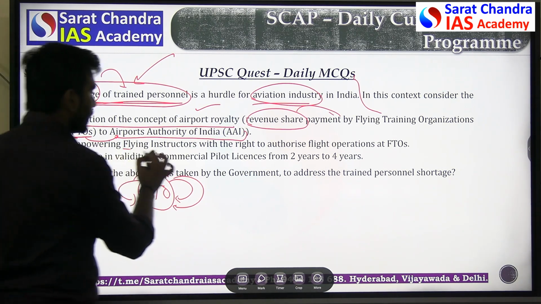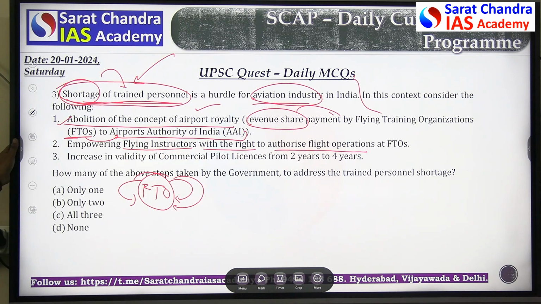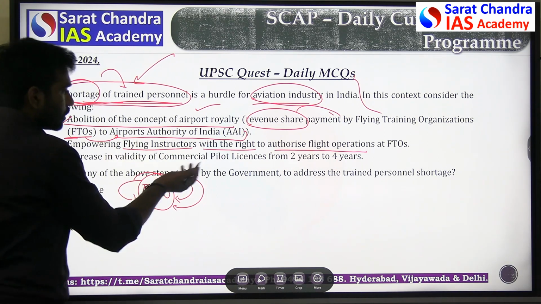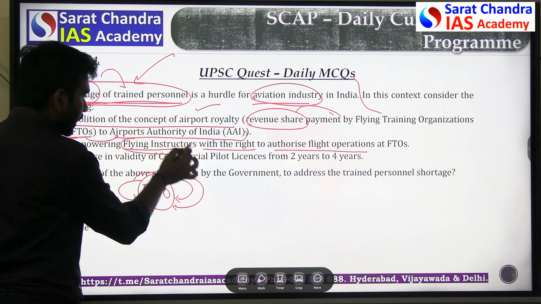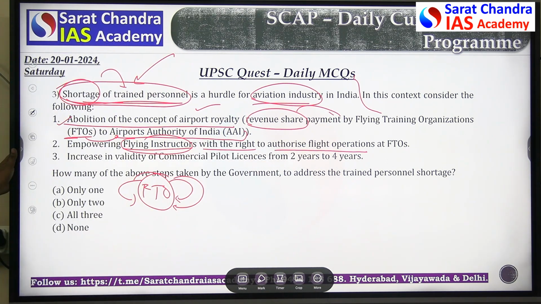Empowering flying instructors with the right to authorize flying operations at FTOs. Yes, this is also correct, because if you give flying instructors the right to authorize their respective flight operations at FTOs, they can increase the flights and the hours. If you increase the flights, we require more personnel, right? They can hire and they can give training. So this is also correct.